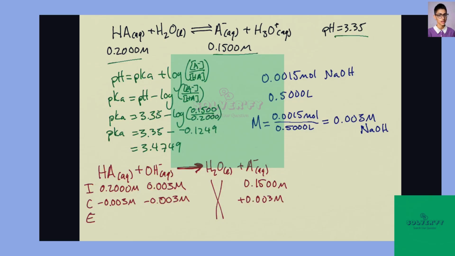The equilibrium, or the end, is then just the initial plus the change. So here, 0.1970 molar for HA, 0 molar for OH-, and 0.153 molar for A-. We now have these final concentrations of HA and A-, so we can solve for the final pH using the Henderson-Hasselbalch equation again.